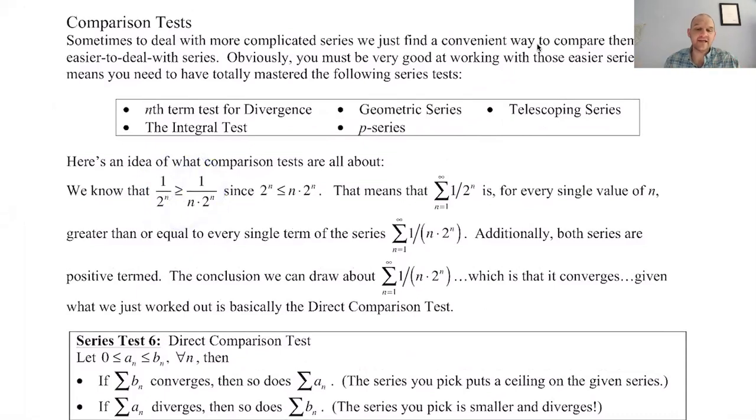And the reason that I'm saying that is because if n is greater than or equal to 1, which is kind of a given because we're going to do summations from 1 to infinity, then n times 2 to the n is definitely bigger than 2 to the n, which means when you take reciprocals, it'll flip the relationship.